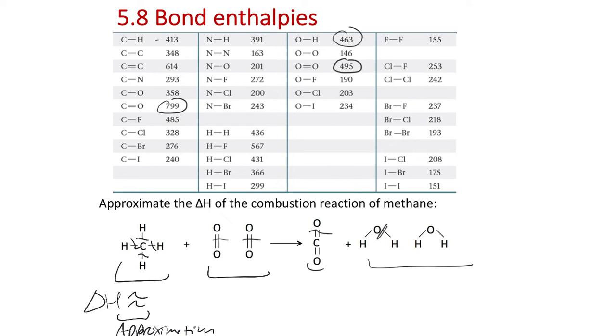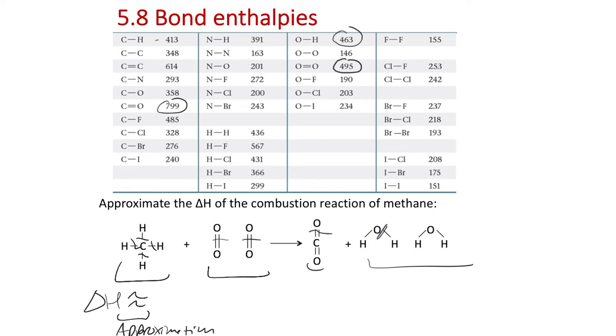It's an approximation because bond strengths vary. If you have a CH bond in methane, it's not exactly the same as it is in ethane, or in some substituted hydrocarbon. The average bond strength of CH is about 413, but different types of CH bonds in different molecules may vary a little bit. If you have a CO double bond in CO2, it might be 799 kJ per mole, but a CO double bond in some other molecule might have a slightly different bond enthalpy.